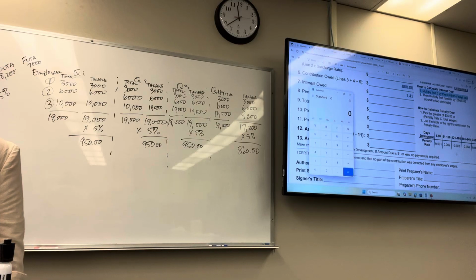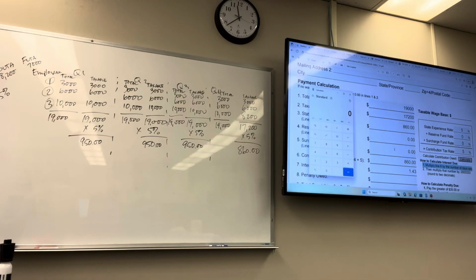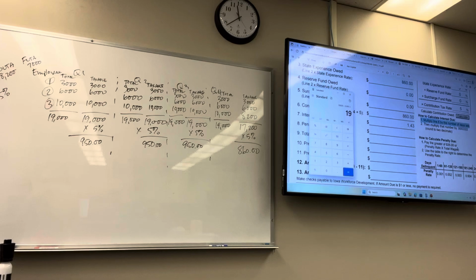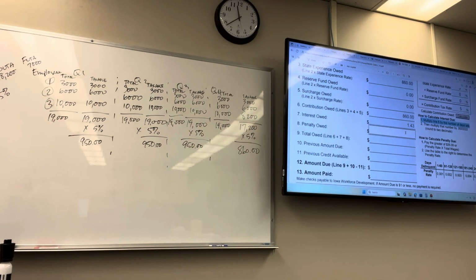penalty. So what you do is you take your total wages, not your taxable, but your total, 19,000 times 0.001, $19, or $35, whichever is greater. So we've got a $35 penalty. Now we add all of those together, so $896.43. If we had a previous amount due, we would enter that in there.